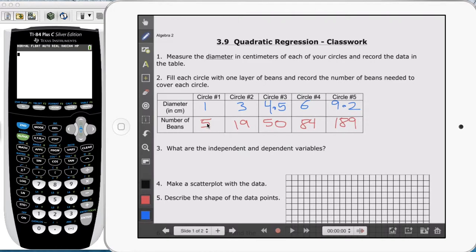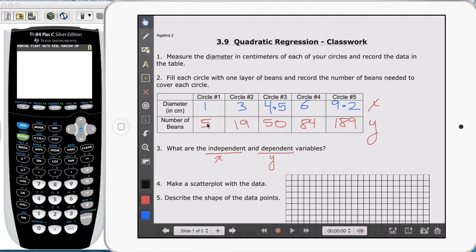Now we have to decide which one is going to be our independent and which one is going to be our dependent variable. Now remember, independent means x and dependent means y. So what do you think depends on the other? Does the diameter depend on the number of beans or the number of beans depend on the diameter? Remember, as the circle gets bigger, we can fill it with more beans. So the diameter is going to be our x and the number of beans is going to be our y.